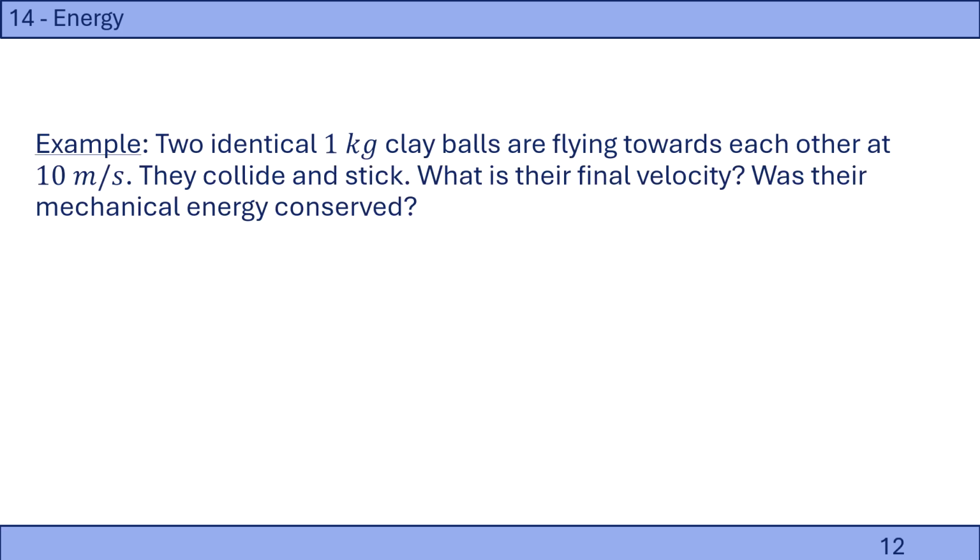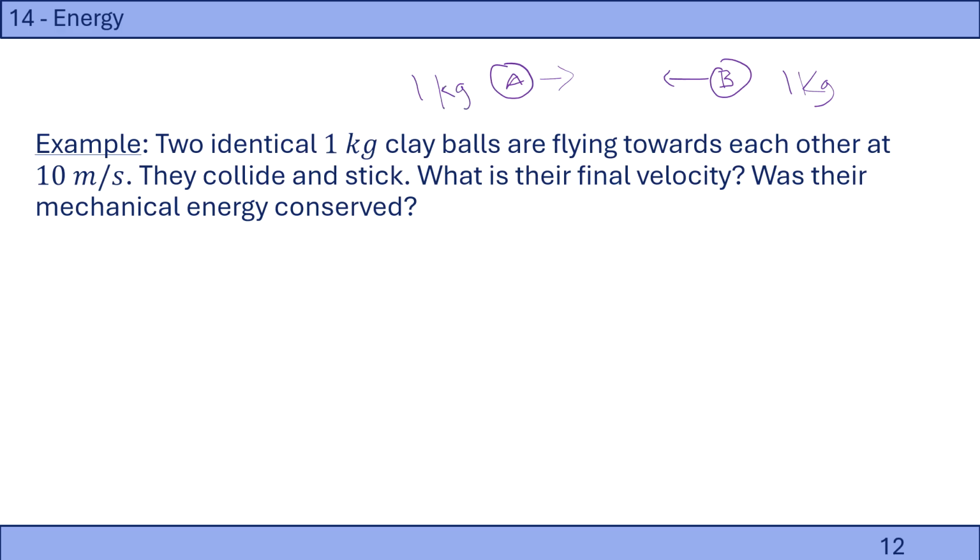Let's see an example where that kind of breaks down a little bit. So imagine we've got two identical 1 kilogram clay balls flying towards each other. So A is going to the right and B is coming to the left. And they're both 1 kilogram in mass.